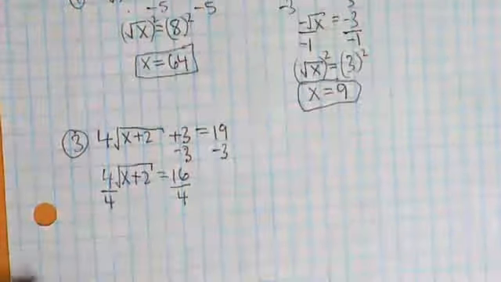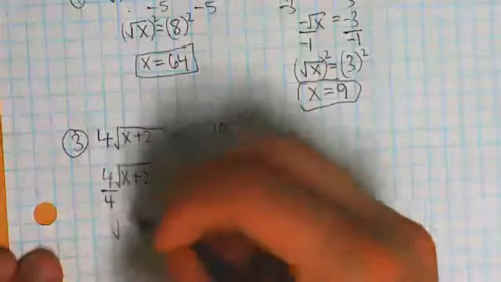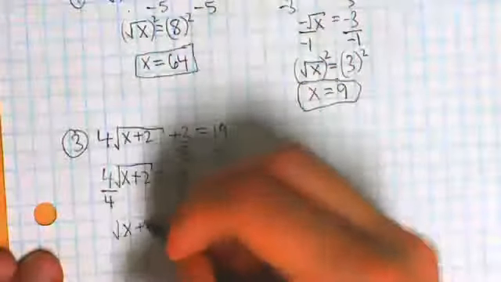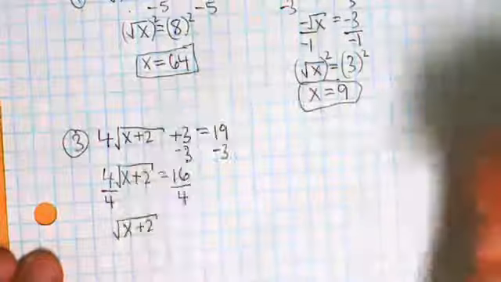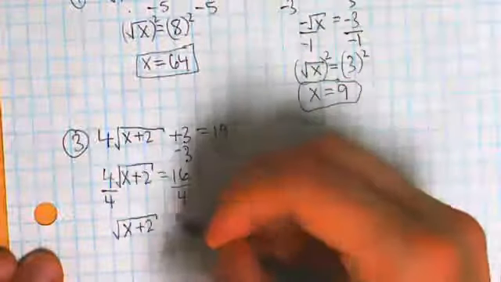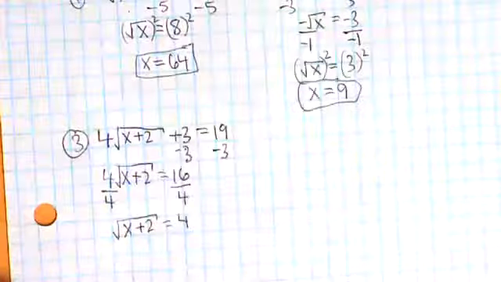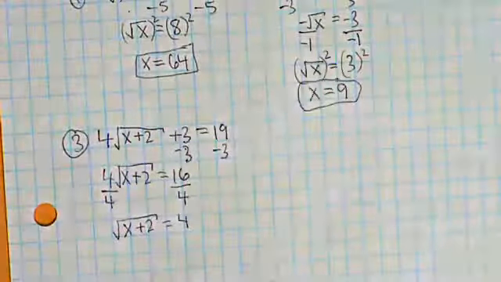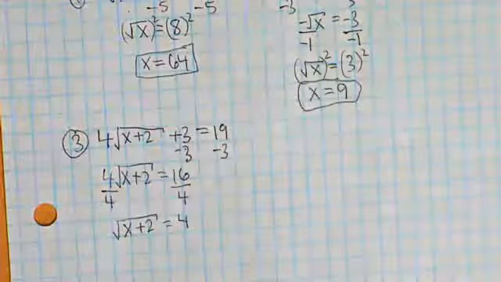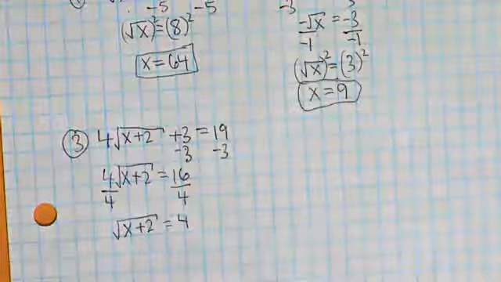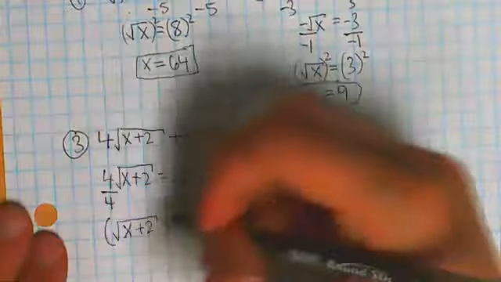When we divide 4 by 4, it goes away because 4 divided by 4 is 1, and 1 times the square root of x plus 2 is the square root of x plus 2. 16 divided by 4 is also 4. Now, we can't access the plus 2 that's inside of our square root without getting rid of the square root first. So we need to take both sides to the second power by squaring now.